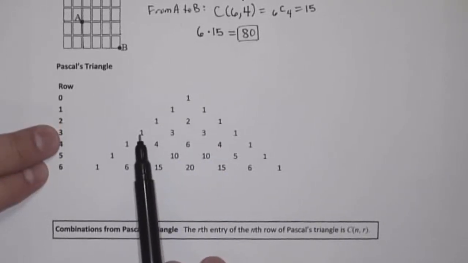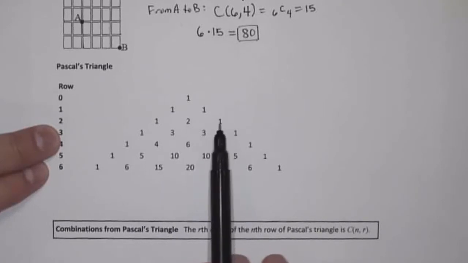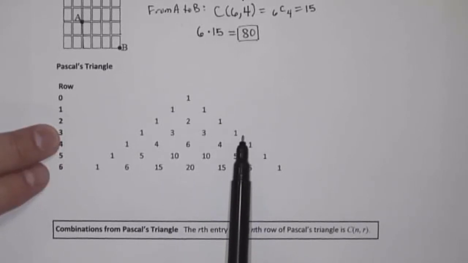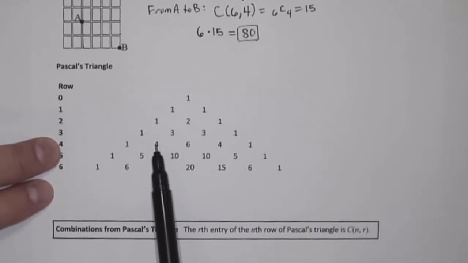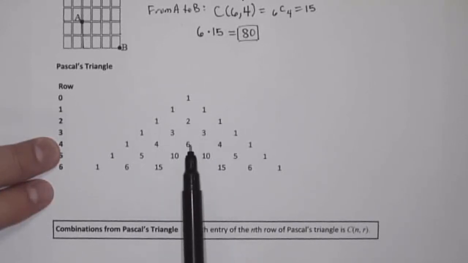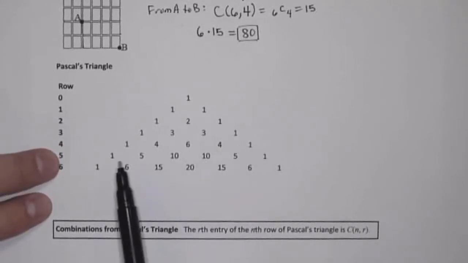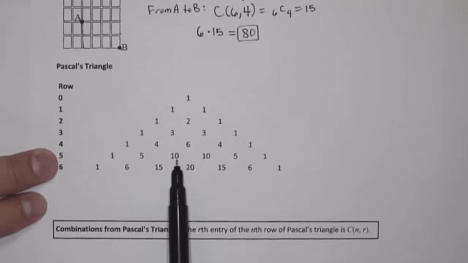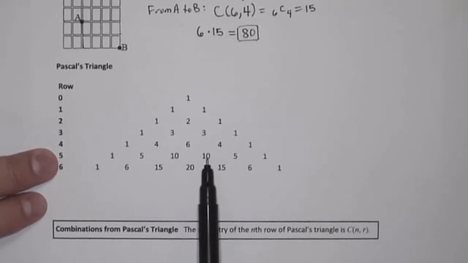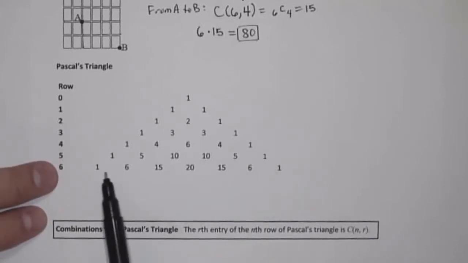Row 3 starts with a 1, and then 3, that 3 comes from 1 plus 2 gives us 3. 2 plus 1 gives us 3, and then ends in 1. Row 4 starts with a 1, 1 plus 3 gives us 4, 3 plus 3 gives us 6, 3 plus 1 gives us 4, and then ends in 1. 1 plus 4 gives us 5, 4 plus 6 gives us 10, 6 plus 4 gives us 10, 4 plus 1 gives us 5, and then ends in 1, and so on.